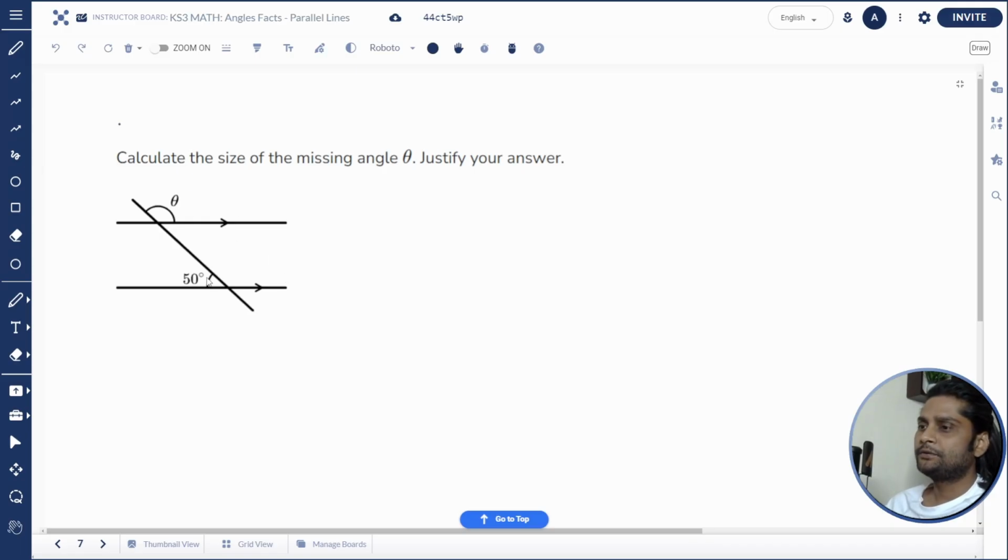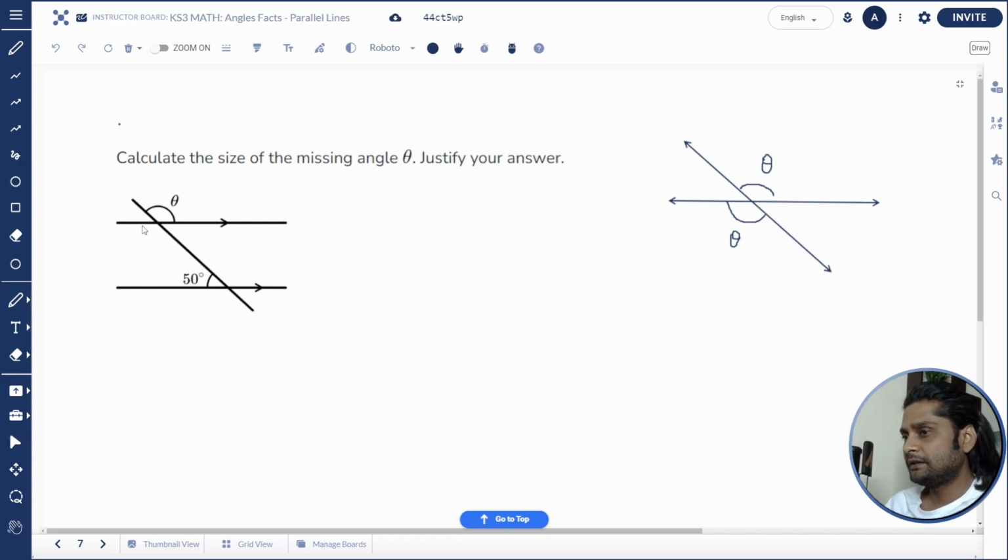Okay, so if this is 50 degrees over here, one more thing, we discussed earlier that if two lines intersect like this, they form equal angles on the opposite side, right? And they are called vertical angles. So if this angle is theta, this should also be theta. In that way, we can consider this angle should also be theta. Why? Because these are vertical angles.